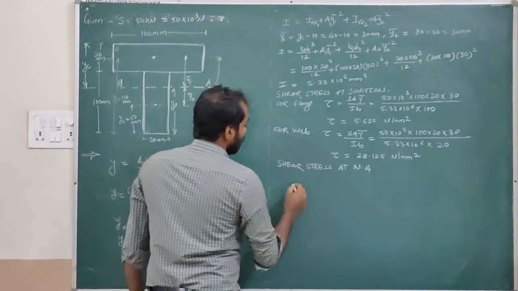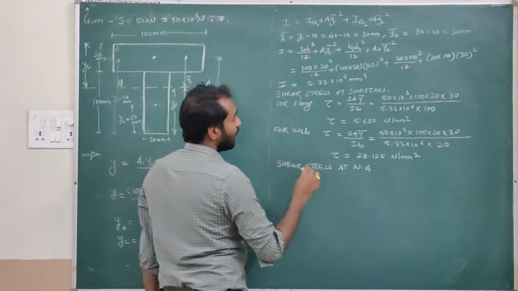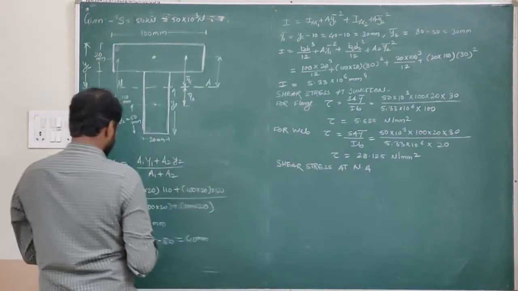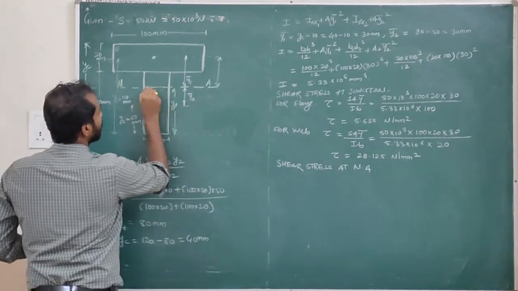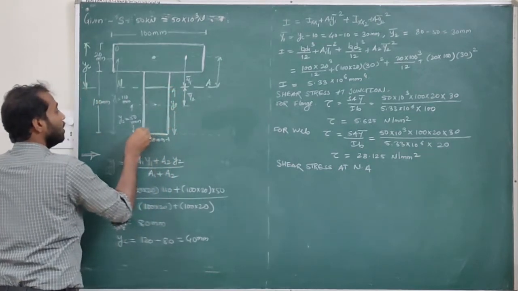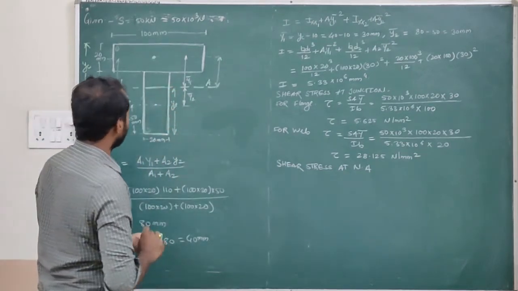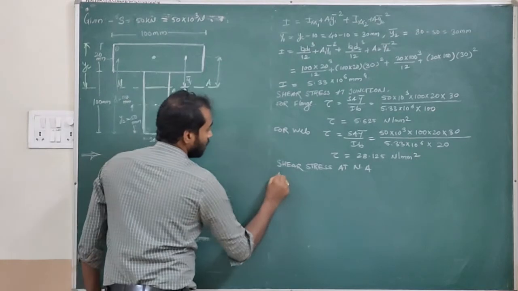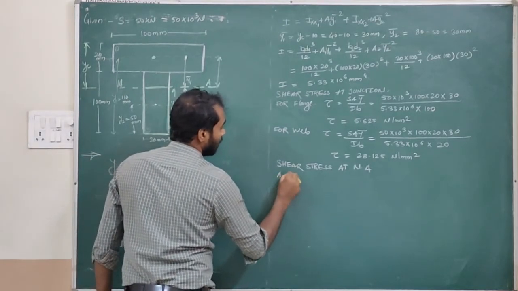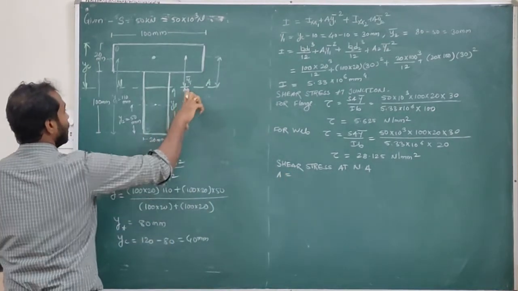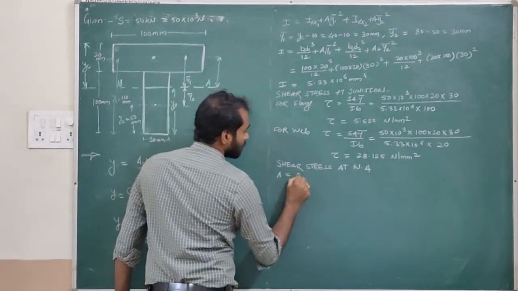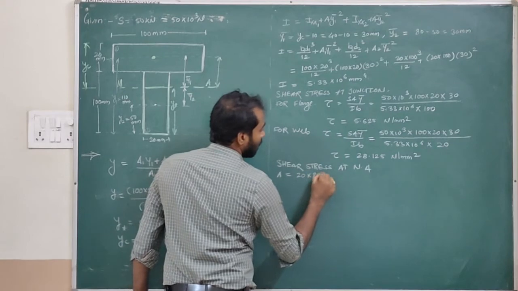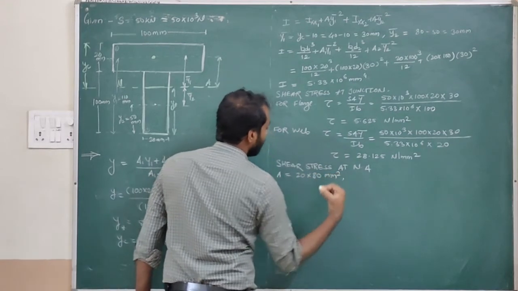Okay, now the formula will remain same, that is tau is equals to S into A bar, and in this case you need to consider this rectangle. So for this rectangle, what will be the area? Now area for this case will be 20 multiplied by this. This is YT. YT is 80. Okay, so it is 20 into 80 mm square. This will be the area.